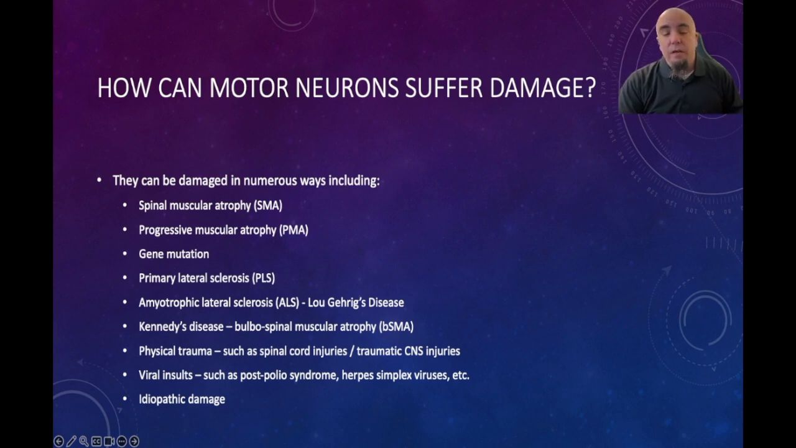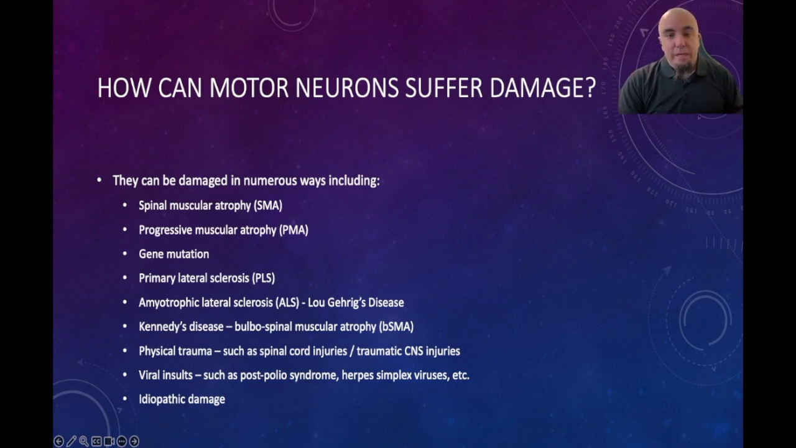Viral insults also can cause this. It was pretty common in post-polio, and herpes simplex viruses are very common for attacking the CNS. Of course, there can also just be idiopathic damage, meaning we don't know where the damage came from. All of that's going to cause the patient to present in a very specific way, depending upon if they are specifically upper motor neuron involved or lower motor neuron involved.